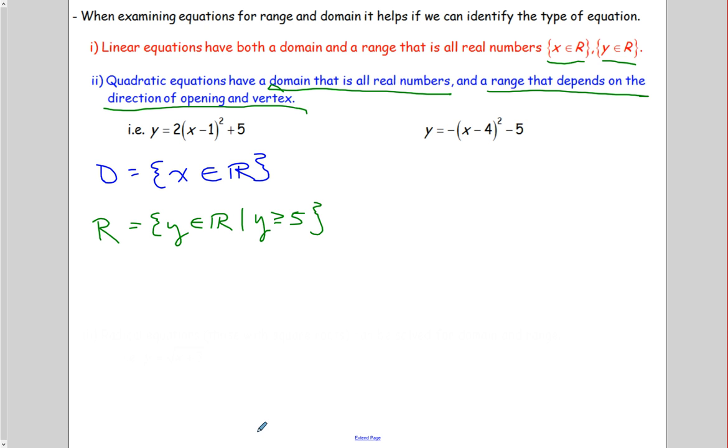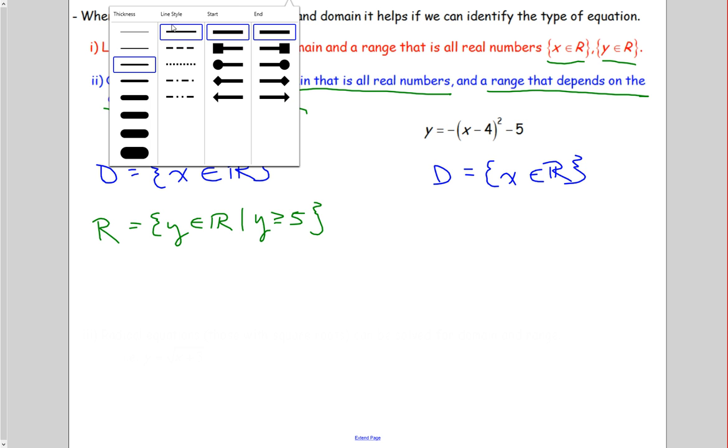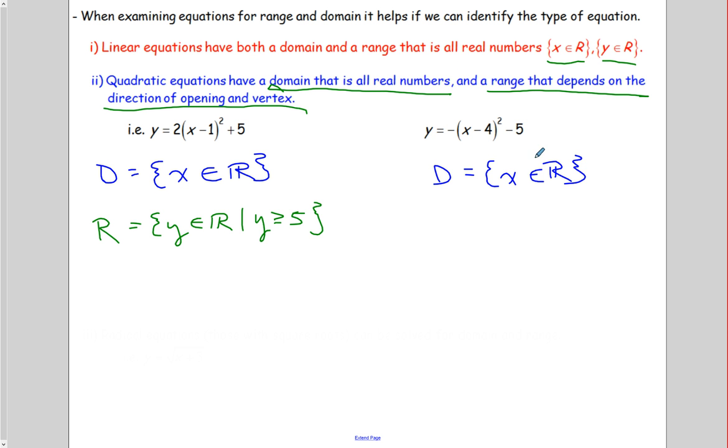So let's go back again. We'll say, okay, domain is always easy for quadratics. It just could be anything. So domain, x is an element of real numbers. Boom. Range, y is an element of real numbers, such that y is less than or equal to -5.